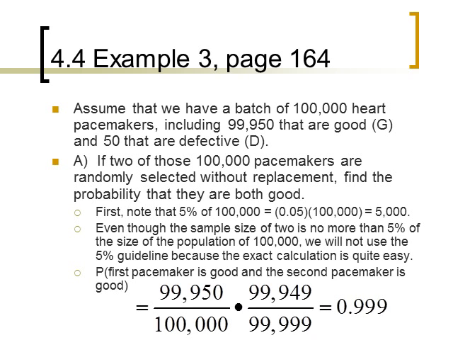Now the easiest way to type this one in the calculator is you do 99,950 divided by 100,000 times 99,949 divided by 99,999. Press equals and you'll get 0.999. Now let's try part B.